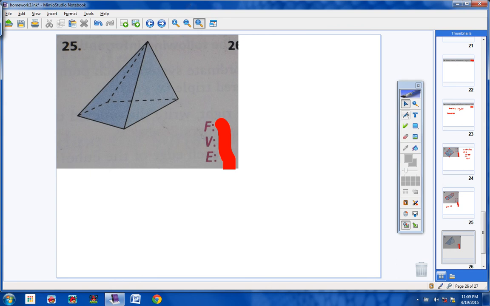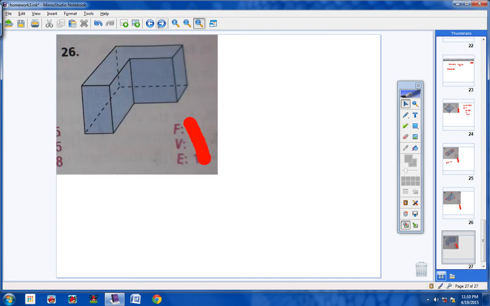Alright, number 25. Well, let's count the faces, guys. This shouldn't be too difficult. There's 1, there's 2, there's 3, there's 4, and there's 5. So we know we have 5 faces. Now vertices we have 1, 2, 3, 4, 5. So we have 5 vertices. Add those 2 together, subtract 2 from it, and we get 8. There are 8 edges.